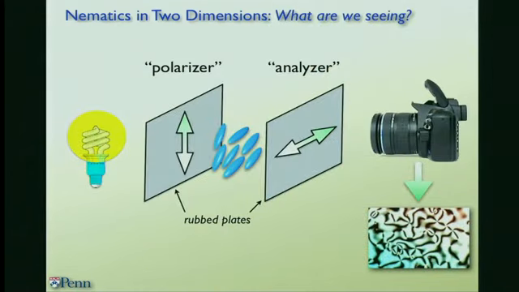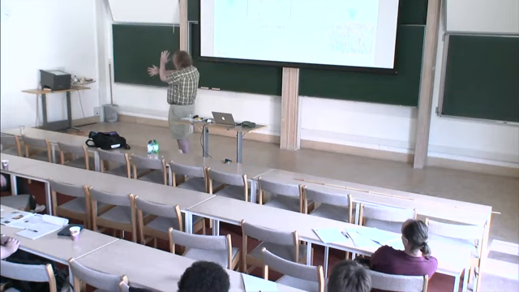Well, here's the experimental setup. You have a light. You have a polarizer. So now you have polarized light. You have an analyzer, which is actually a polarizer also, right? What happens if you take two polarizers that are crossed like this and you send light through them? Anybody? What? Black. Excellent, right?